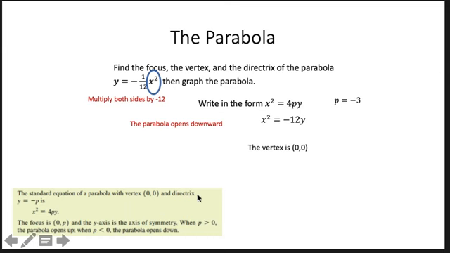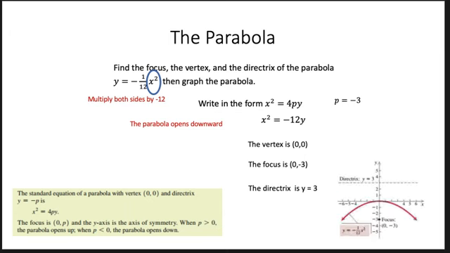Now, how do we find the focus? The focus, remember, is 0, p. Well, p is -3. So the focus is 0, -3. How do we find the directrix? The directrix is y is equal to the opposite of p. Well, p is -3, so the directrix is y equals 3.